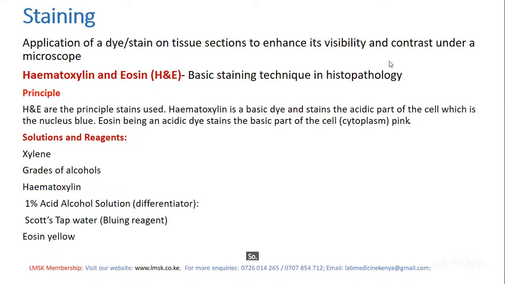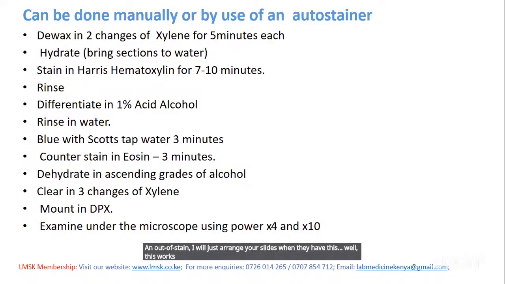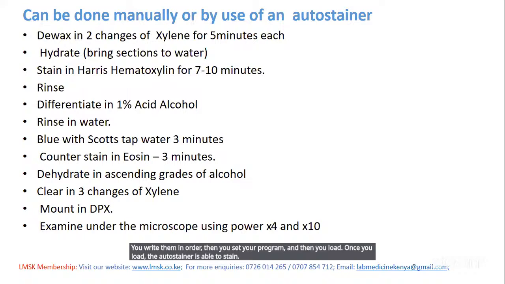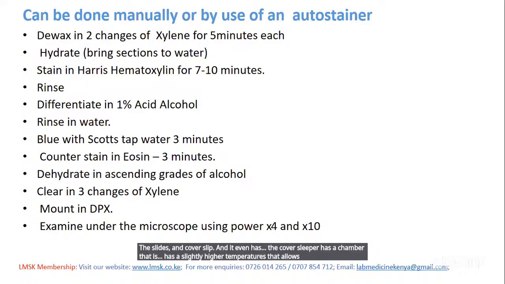So staining can be achieved either manually or with the use of an auto stainer. With an auto stainer, you just arrange your slides in a staining rack. Then you make sure that you have all the reagents that are required in the auto stainer, arranged in order. Then you set your program, and then you load. Once you load, the auto stainer is able to stain the slides and coverslip. It even has a coverslip chamber with slightly higher temperatures that hastens the drying of the coverslipped slide.